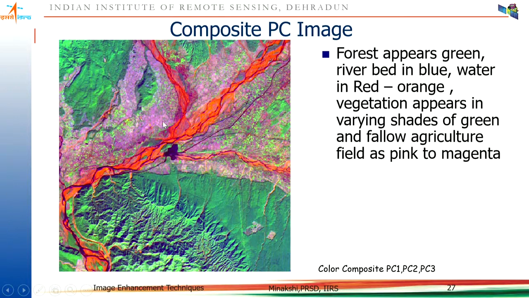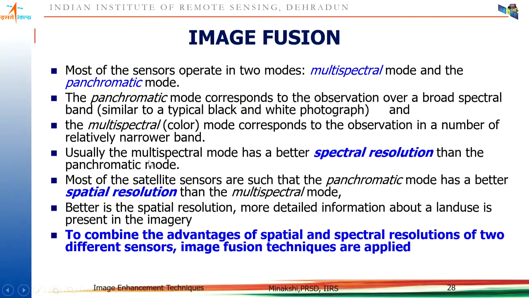So obviously when we make a composite, we combine the first three components in a composite image and we interpret this image. Here you will not have a standard interpretation key, because the principal components will depend upon the amount of correlation in your original bands. So your new principal component images will be different in different scenes. Okay. So this is the second category of enhancement.